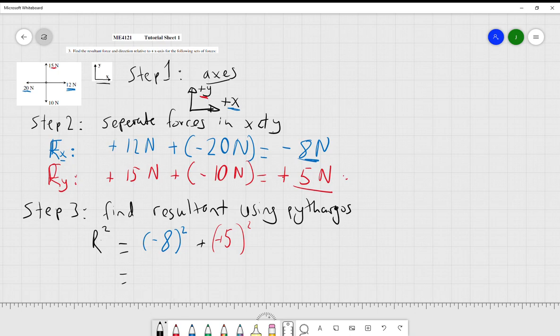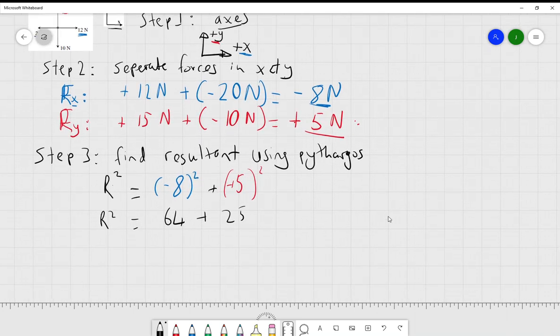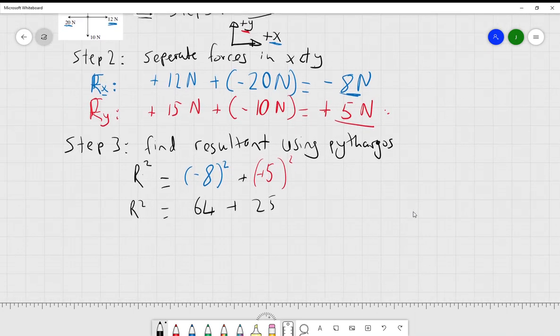So I'll just stay in the black color. We get r squared equals 64, the negative goes, and that's 25, so 5 times 5. So that's those done. Now what we need to do next is put these into a square root. If we bring the square over, we get the square root of this answer. So r then will equal 9.4 newtons, which is the square root of 89.